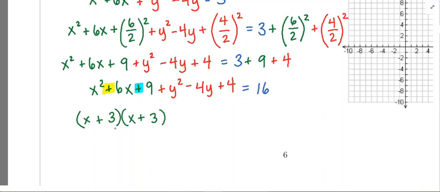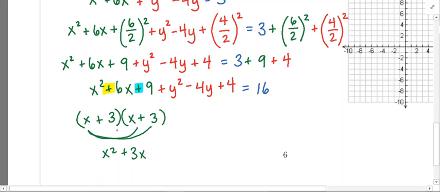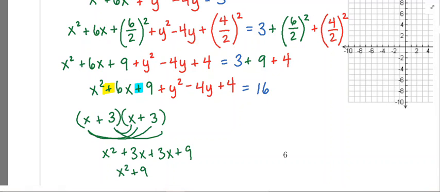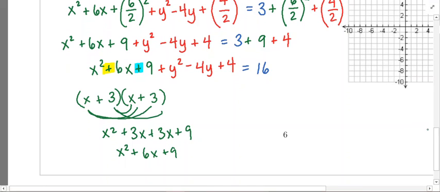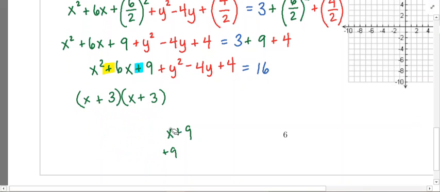If you multiply this out, if you FOIL it, box it, however you want to look at it, x plus 3 times x plus 3, I'll quickly FOIL it: x times x, and then plus 3x, plus 3x, plus 9. You simplify, you're going to get x squared plus 6x plus 9. So you get what you started with. All right, so we know we have factored it correctly, and you should check yourself.